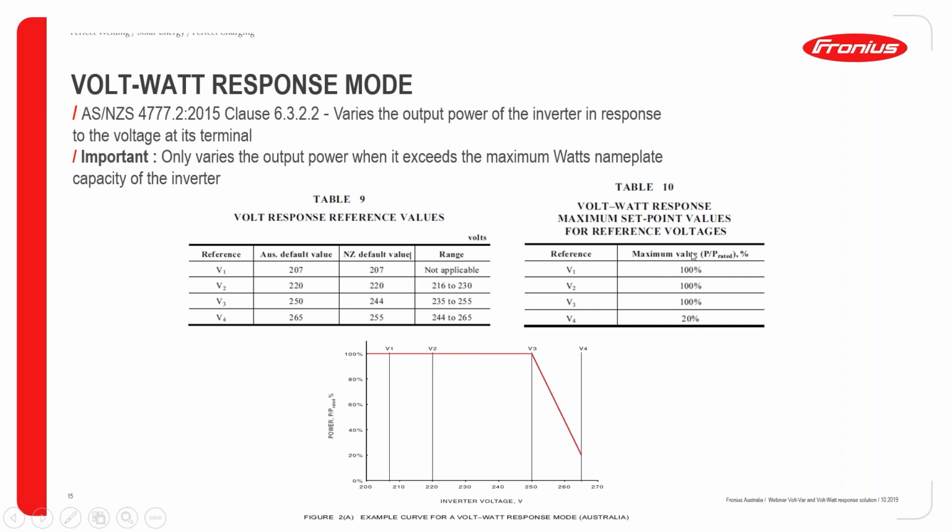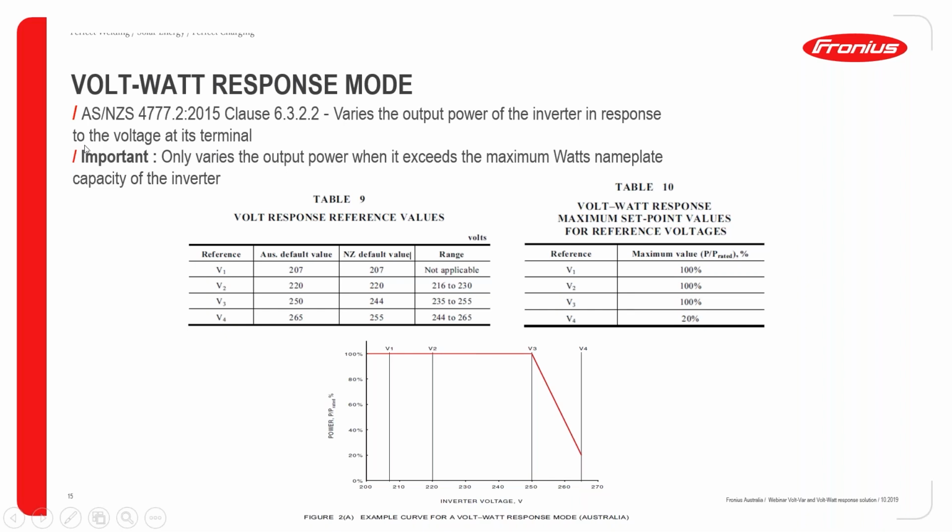So what happens when we have 250 volts? The inverter needs to reduce its power at 250 volts. When you go from 250 to 265 volts, the inverter must reduce its power down to 20% of its maximum watts capacity on the nameplate of the inverter.